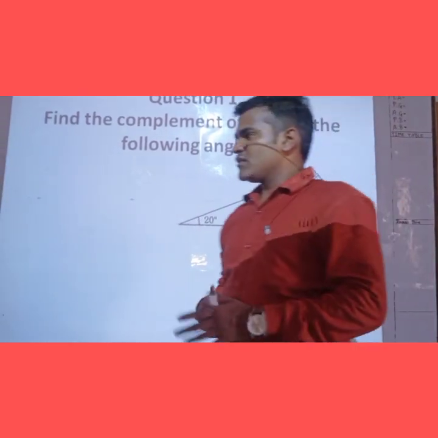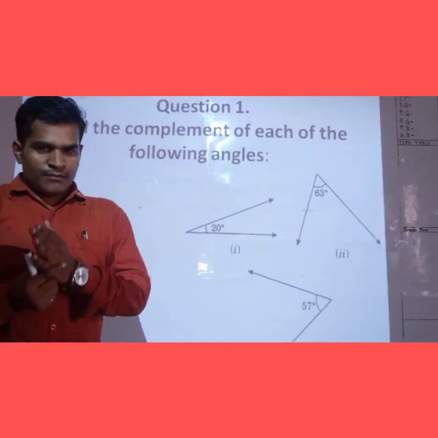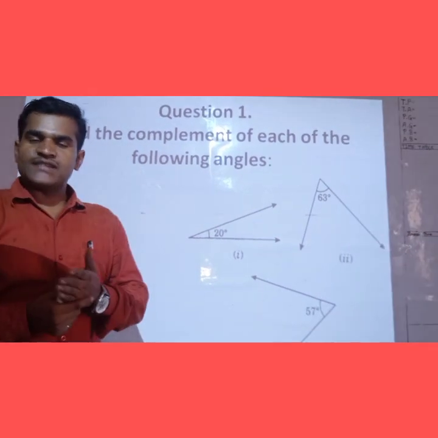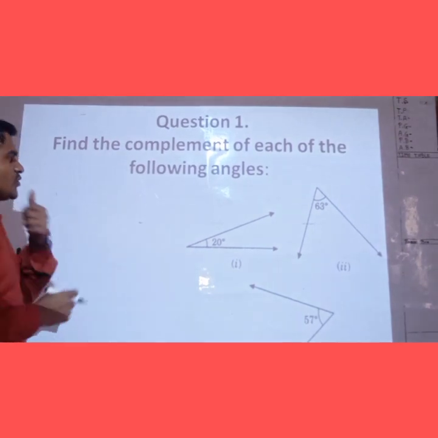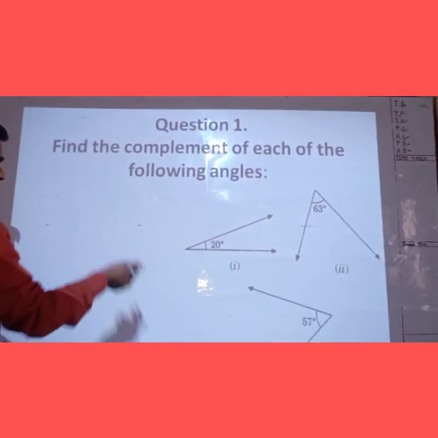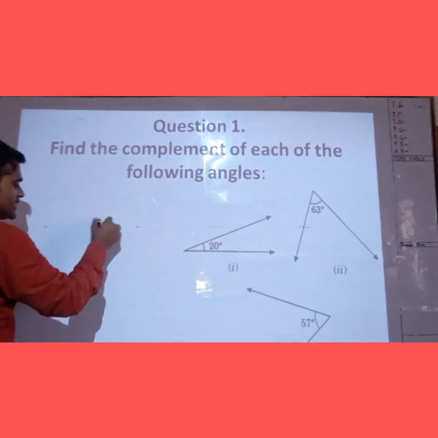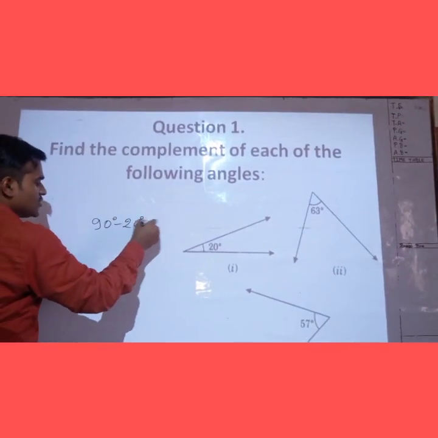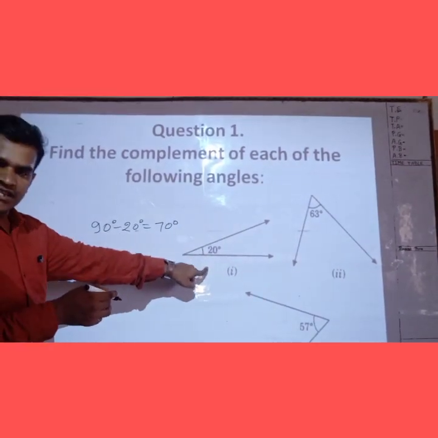As we know, what do we mean by complementary? Two angles are called complementary if their sum is 90 degrees. So here one angle is given, that is 20 degrees. We have to find the complement of 20 degrees. That will be 90 degrees minus 20 degrees, which is equal to 70 degrees. So 70 degrees is the complement of 20 degrees.